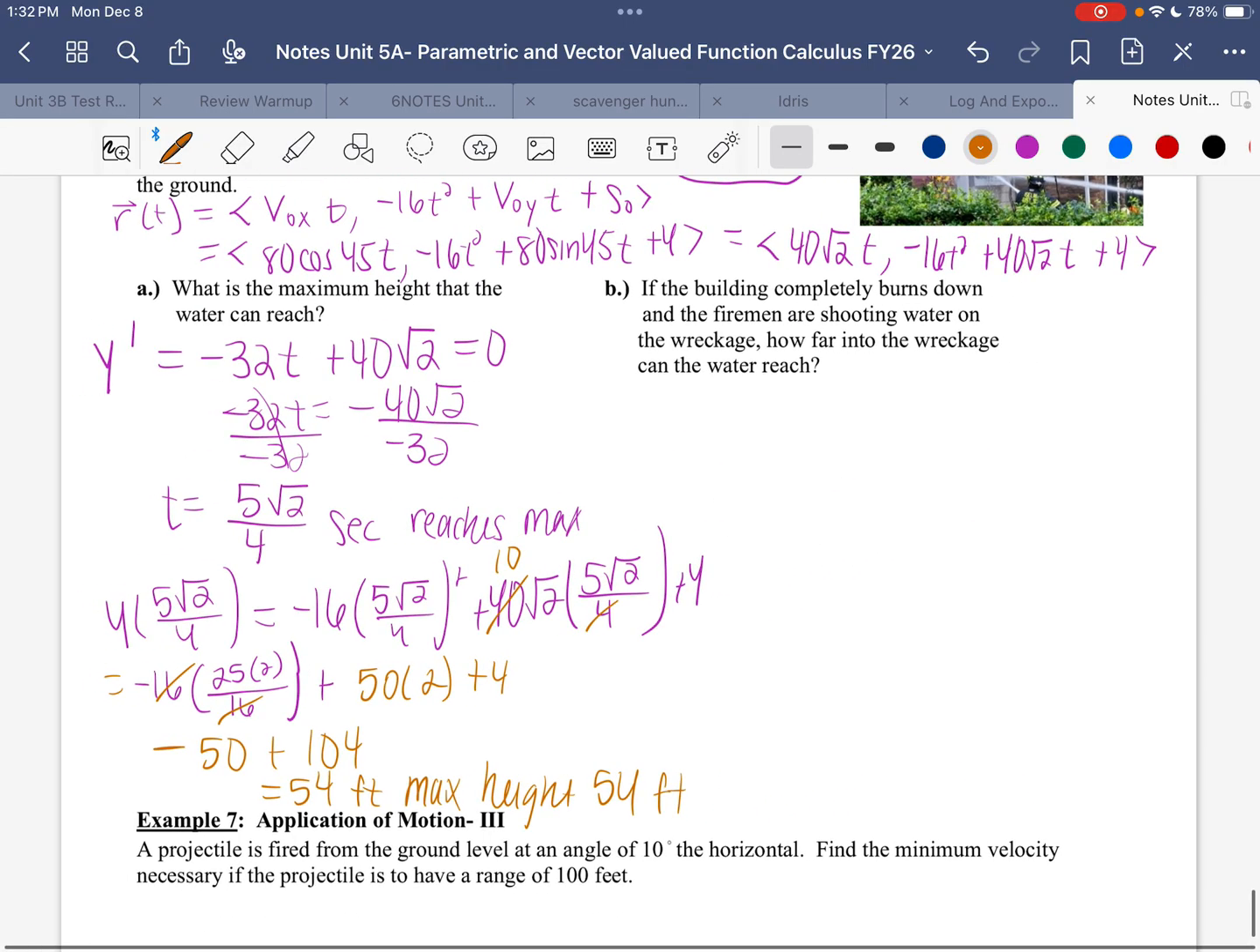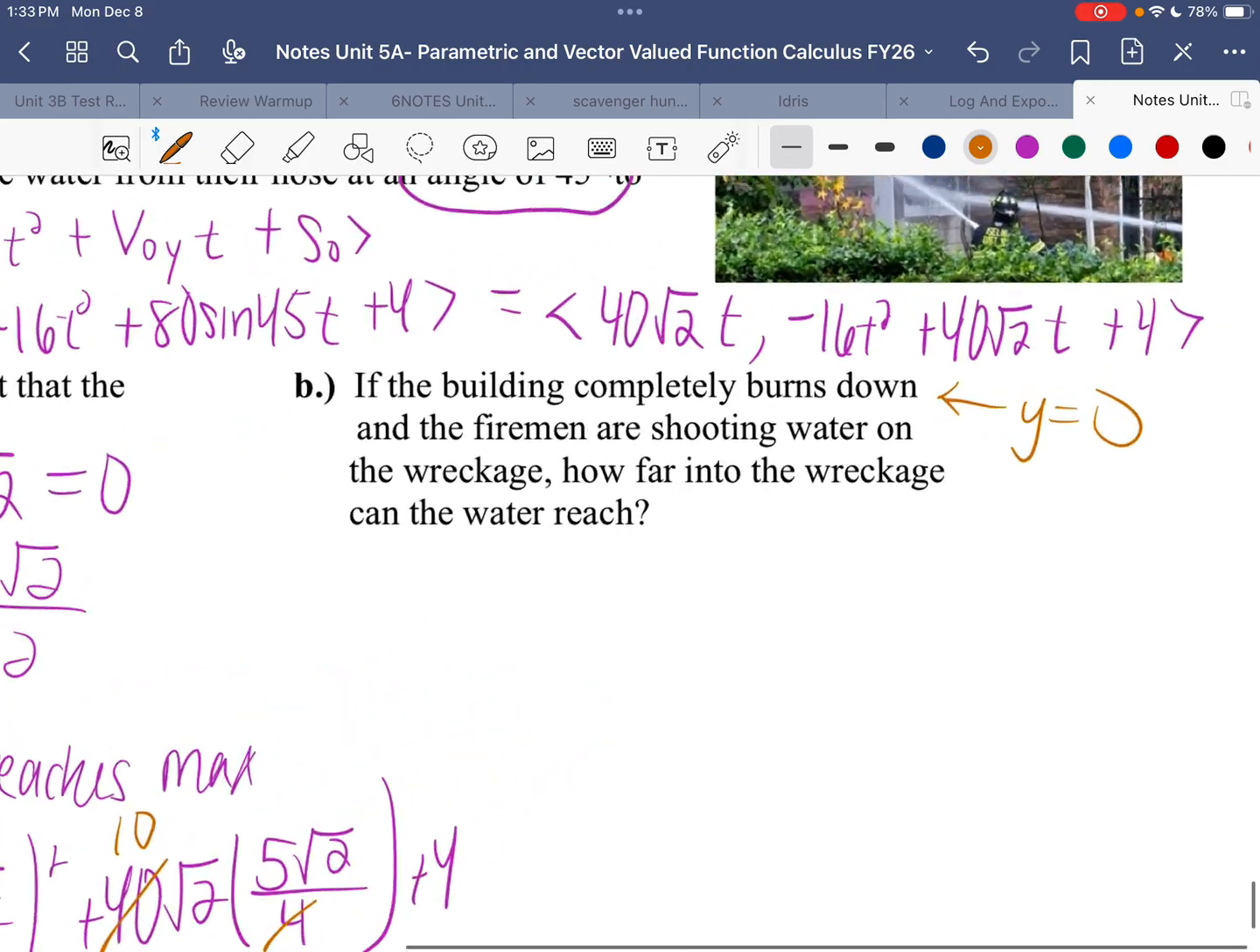And on B, the building completely burns down and the firemen are shooting water on the wreckage. How far into the wreckage can the water reach? So if it burned down, what's the height of the building? The height of the building would be 0. That means that y is 0. We have to find what time has a y of 0.